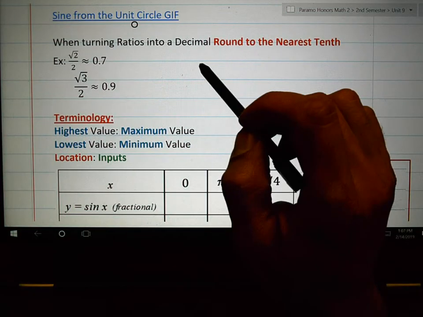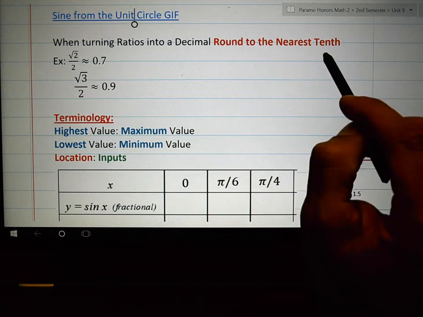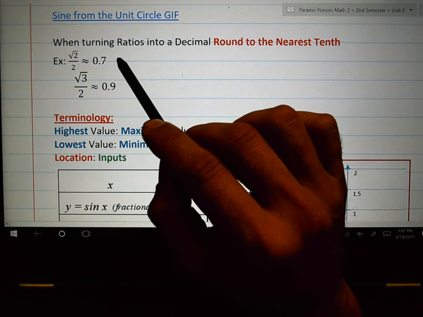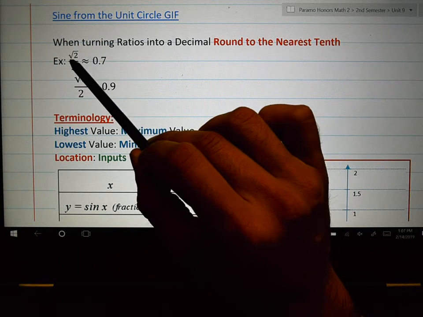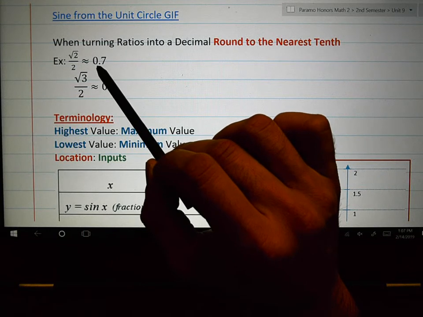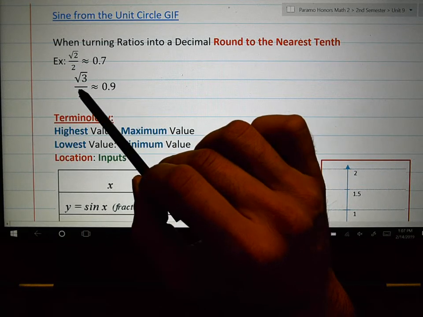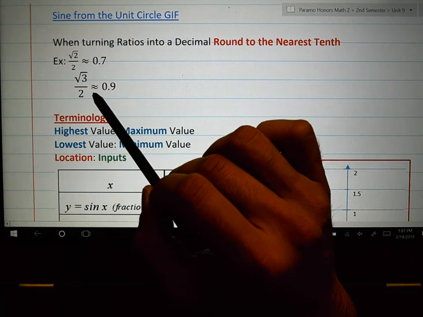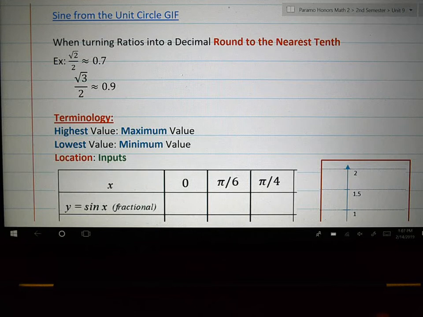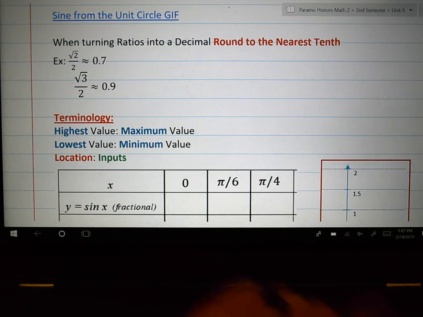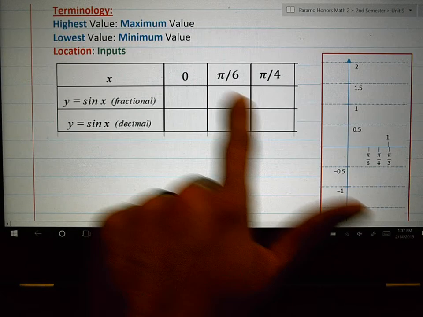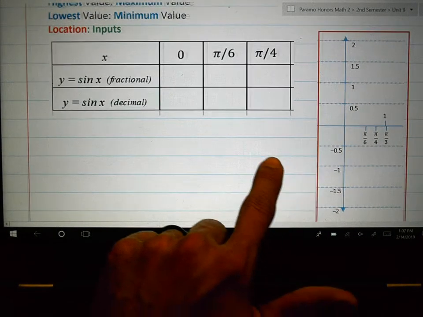A few things when we do this worksheet. Make sure that you round to the nearest tenth. There's no reason for us to do anything otherwise, which means you will need a calculator at points when you're trying to figure out what root 2 divided by 2 is. Even though it's really long, just round it to the nearest tenth, about 0.7. Root 3 over 2 is about 0.86, but we'll round it to about 0.9. And of course, we'll figure out the other ones. I'm not sure if you're going to need this, but they will ask you questions, so I'm going to leave that there for you.